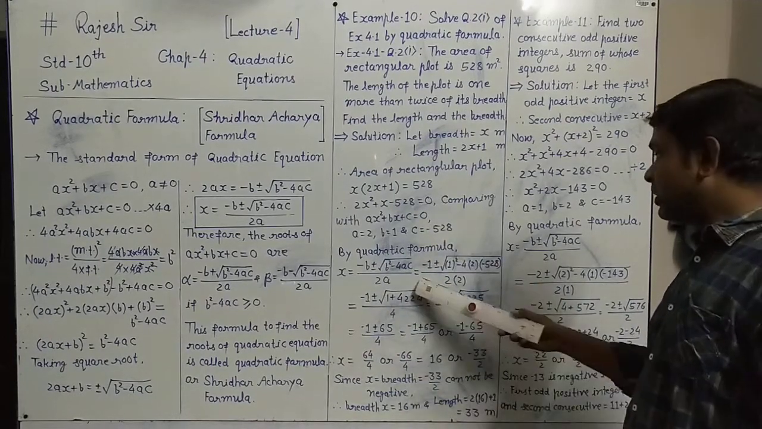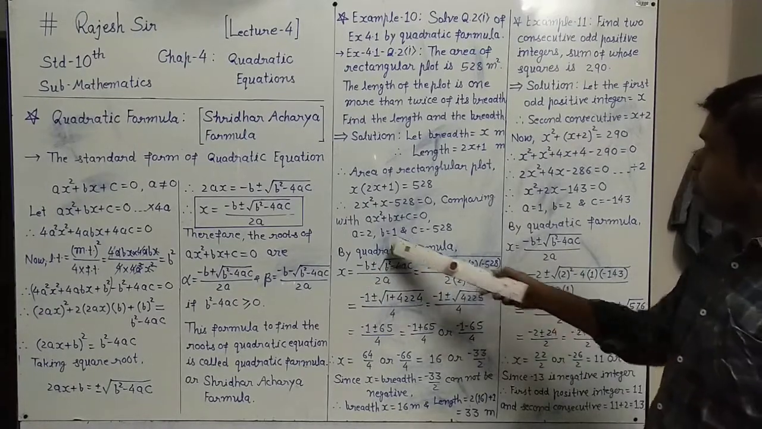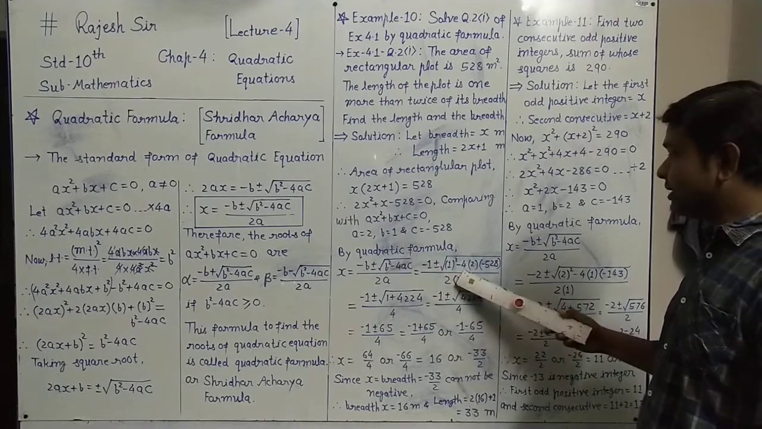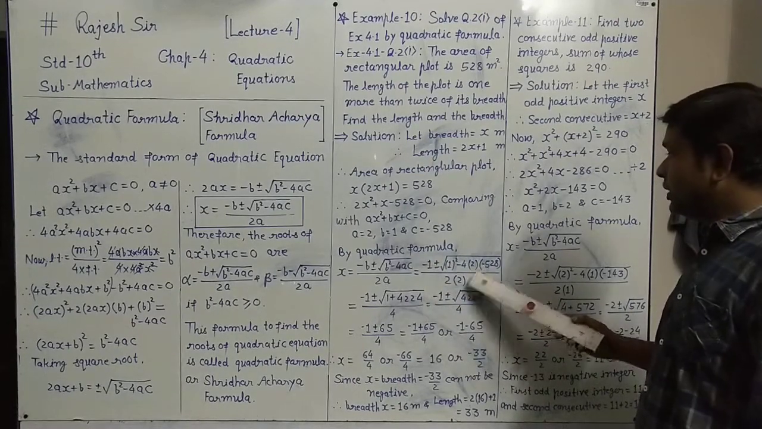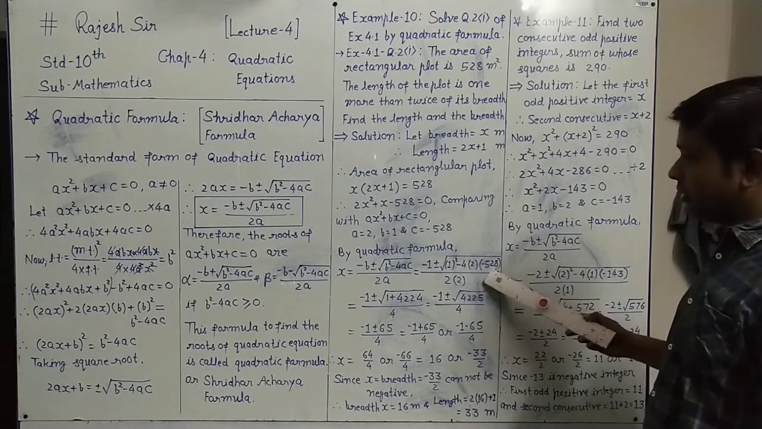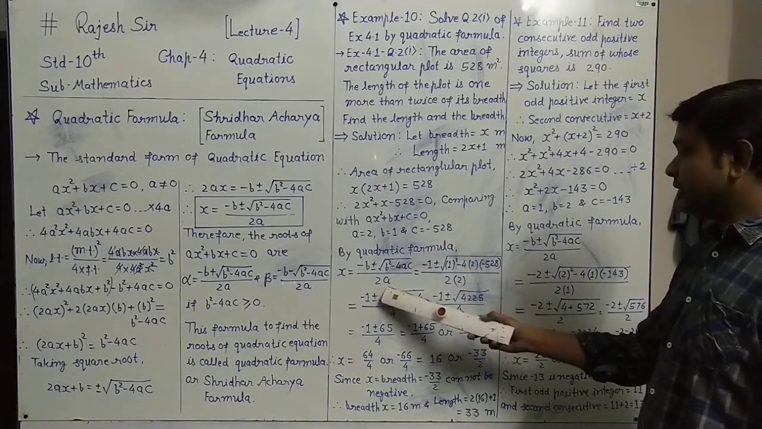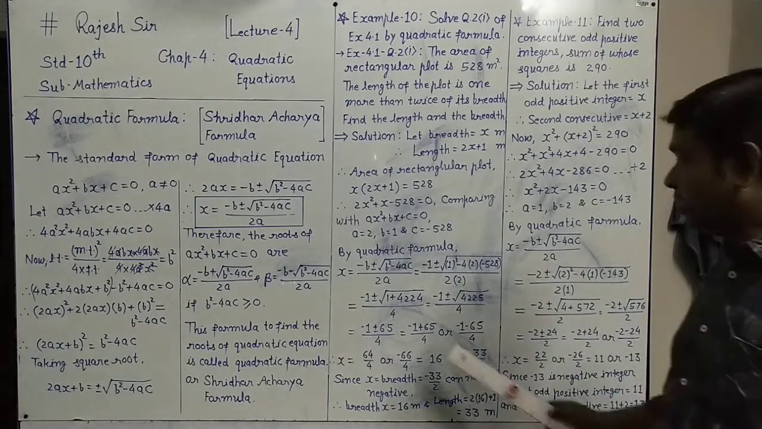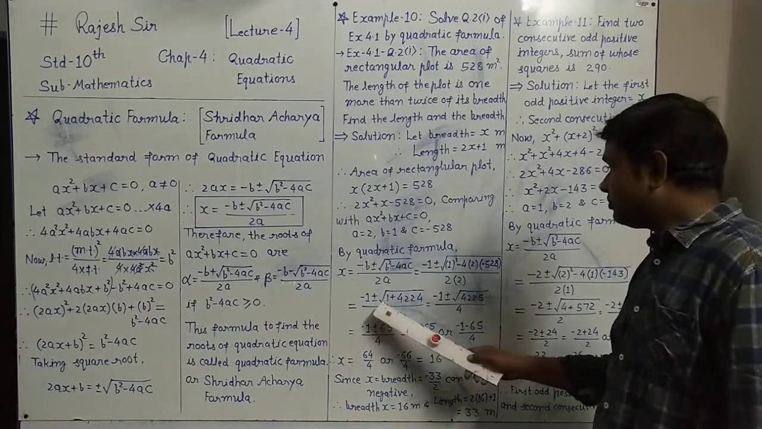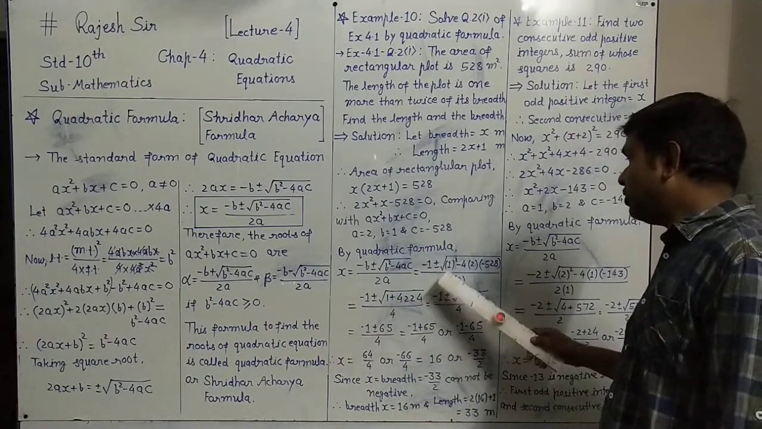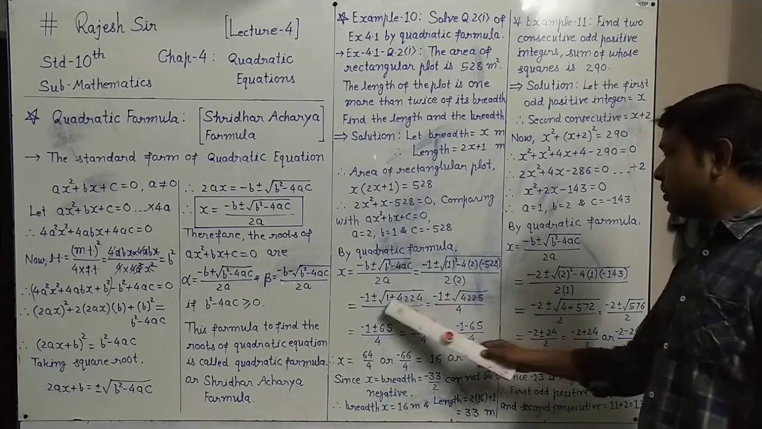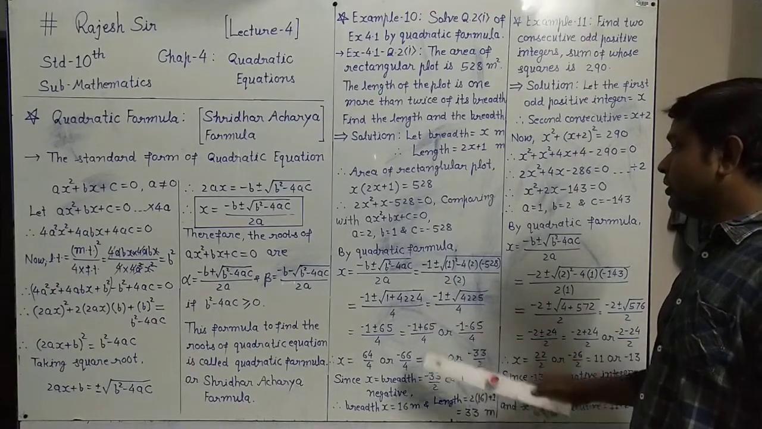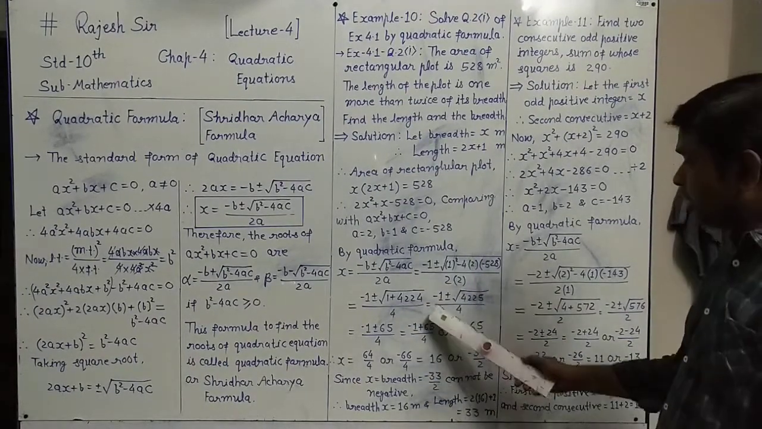Place all the values here: x equals minus b, that is minus 1, plus or minus the root of b square, that is 1 square, minus 4 as it is, a is 2 into c is minus 528, upon 2a, that is 2 into 2. Place a, b, c all values in the quadratic formula. Now simplify: minus 1 plus or minus root of 1 square is 1, minus minus plus 4 twos are 8, and 8 into 528 gives 4224, upon 2 twos are 4.